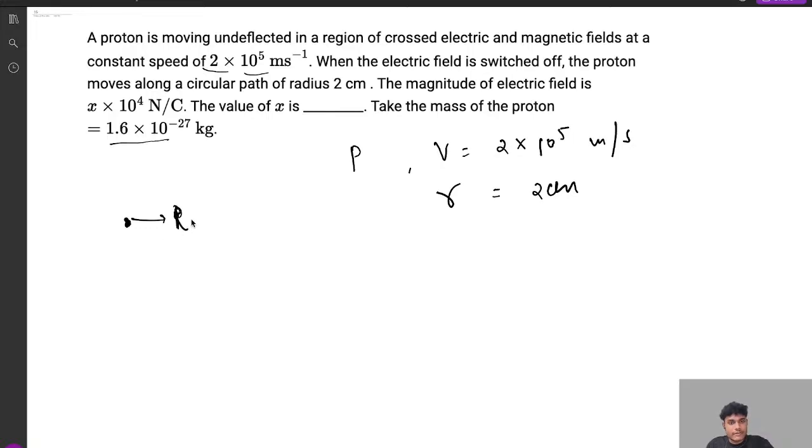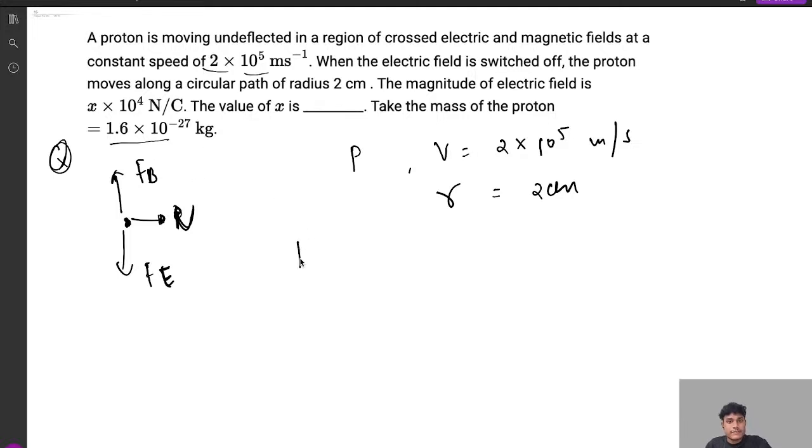Suppose the magnetic field is in the cross direction, so in which direction will the force act due to the magnetic field? If we do the cross product v cross B, we get the magnetic force direction. And then if the velocity remains constant, means there is no acceleration, then the electrostatic force should be in the opposite direction. Did you understand? As it goes undeflected, the net resultant force on the proton is zero.